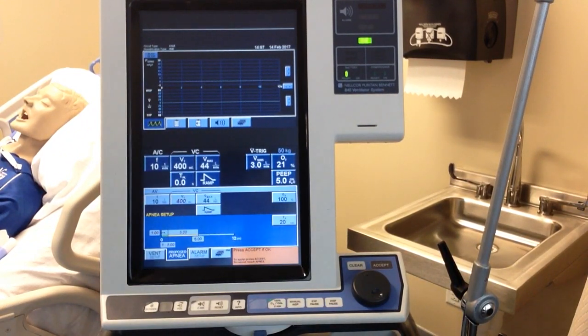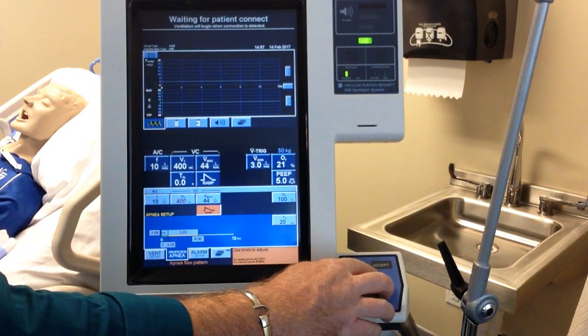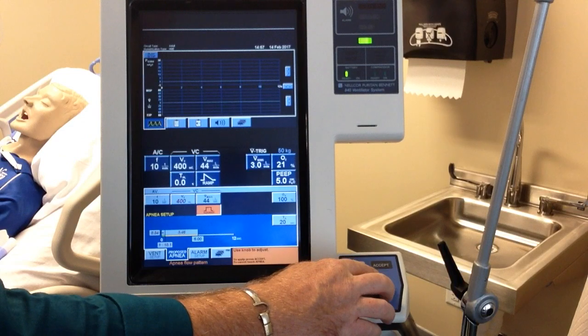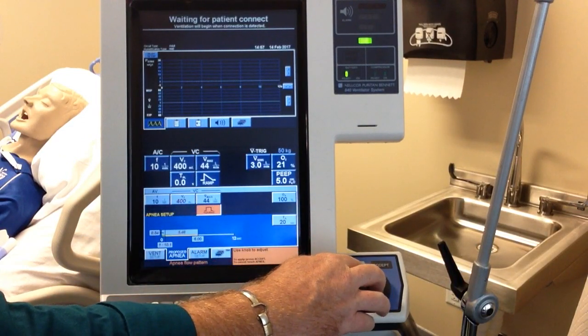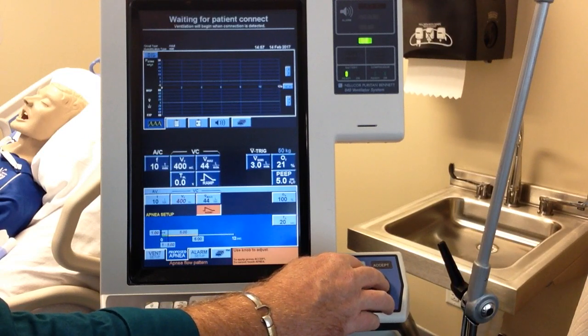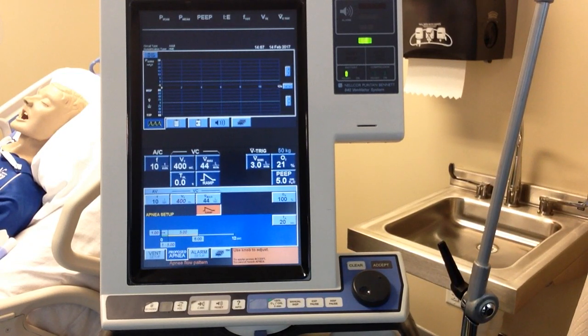And the one thing I want to show you is the different waveforms. Remember, square, ramp, this one only has 2 that you can use. And see how it does affect your I to E ratio and your flows. Okay, so we're going to connect our patient. And we are ventilating.